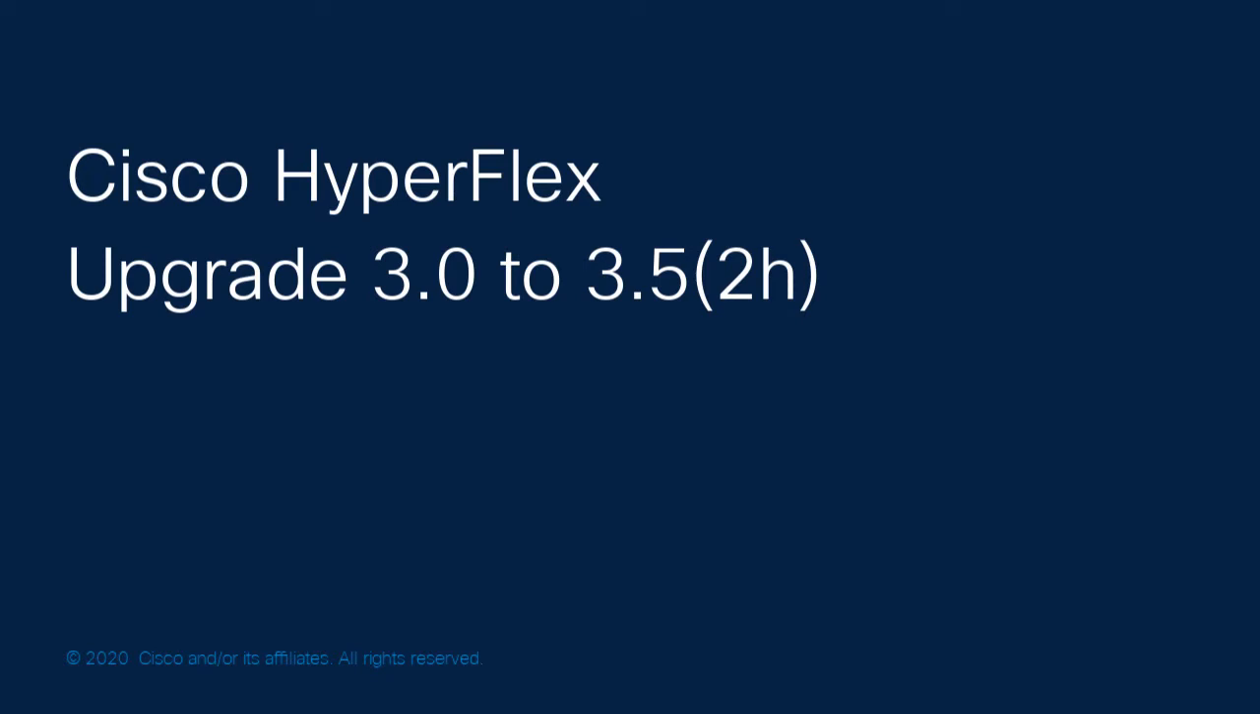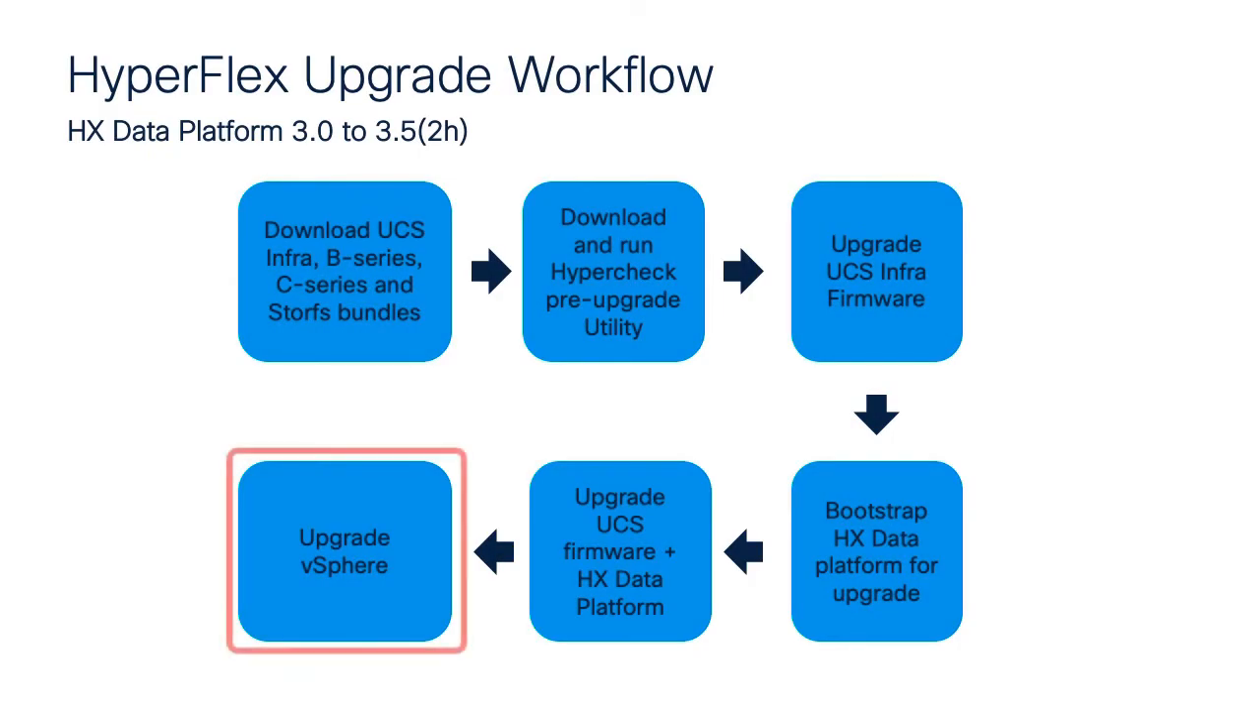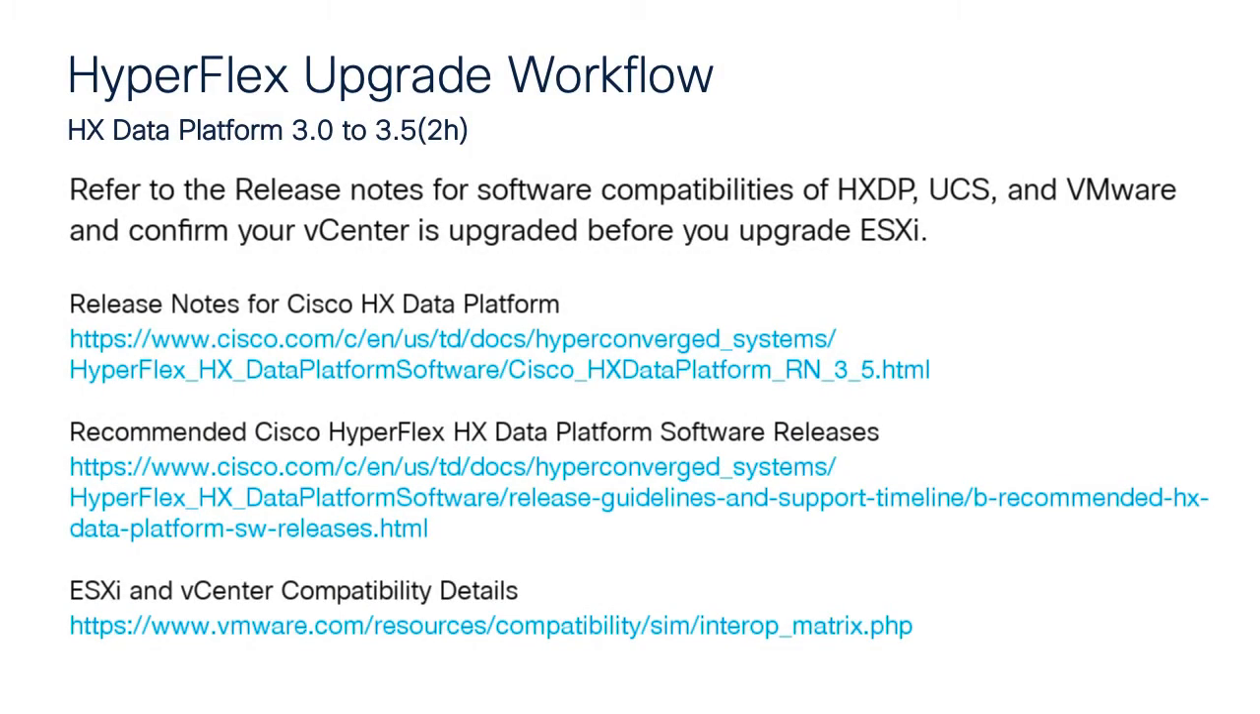Cisco HyperFlex Upgrade 3.0 to 3.52H. Part 3, Upgrade vSphere. Refer to the release notes for software compatibilities of HXDP, UCS, and VMware, and confirm your vCenter is upgraded before you upgrade ESXi.